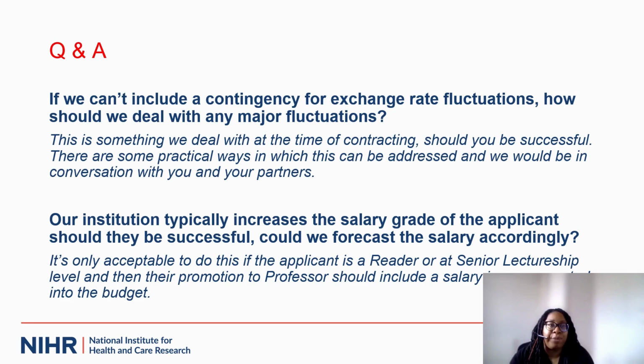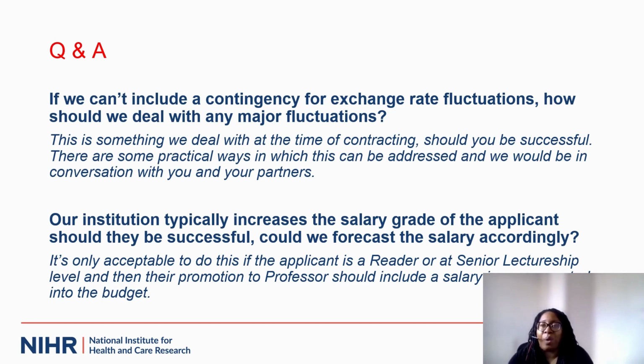Our next question is, our institution typically increases the salary grade of the applicant should they be successful. Could we forecast the salary accordingly? This is only acceptable to do if the applicant is at a level below professorship. So if they're a reader or a lecturer, senior lecturer level, then their promotion to professor should include a salary increase costed into the budget.